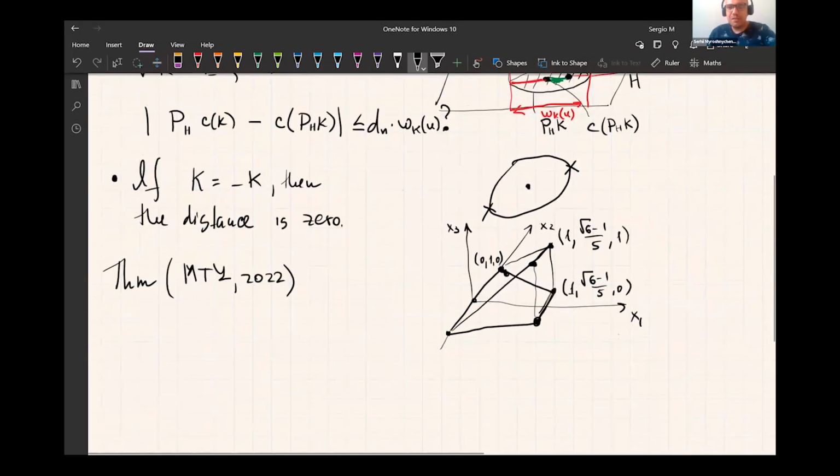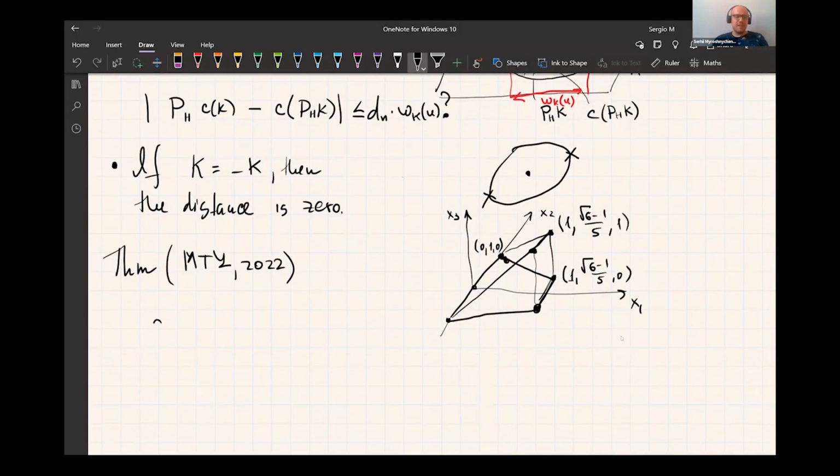And finally, what is the distance? The distance, so in our case, it's d3. It's 1 minus square root of 2 over 3. Very nice number. Of course, remember that we're doing it with respect to the width. So in this creature, the width is 1. Right? So the distance is between the points, somewhere here and here.